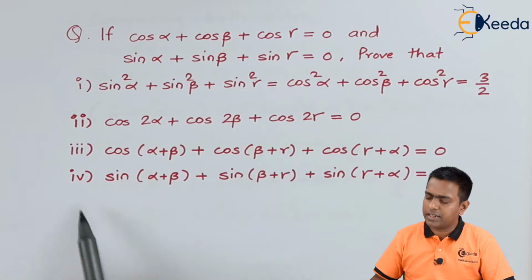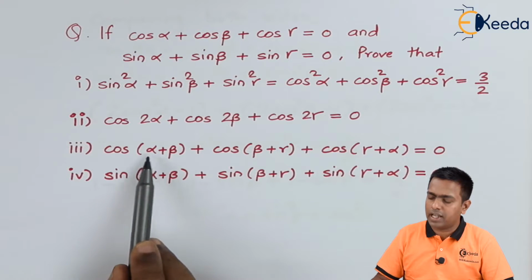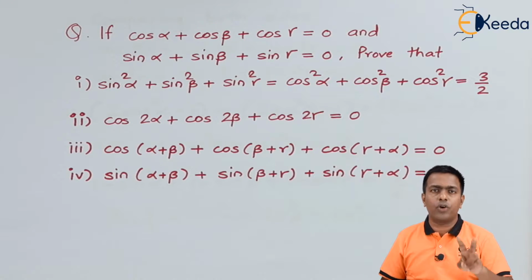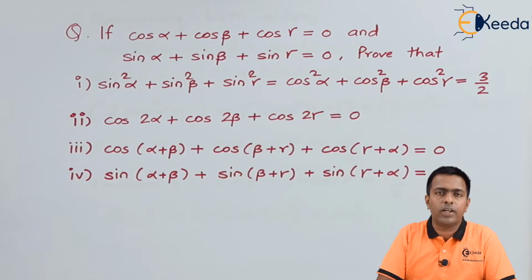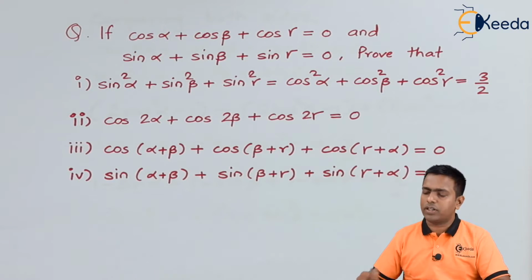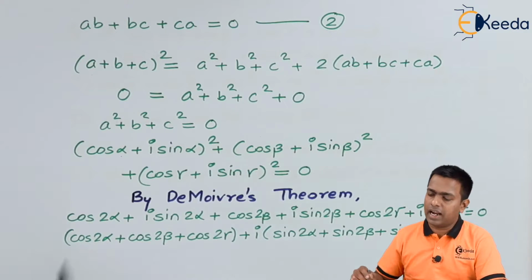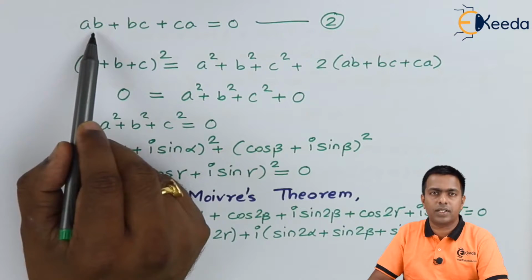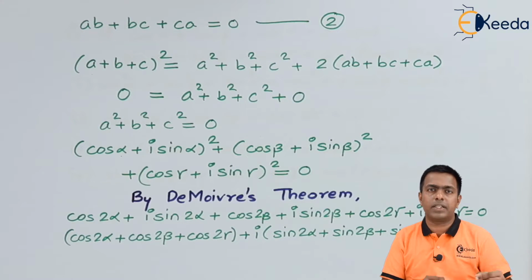Now guys, here you can see that in the third and fourth result, the angle is addition of 2 symbols, that is alpha and beta, where alpha and beta are also the angles in the question. So it means we want 2 angles which are adding each other, and that is possible if and only if we multiply 2 complex numbers in polar form. So guys, for this we have a result which is derived in equation number 2. So you can see here that AB plus BC plus CA equal to 0. It means I am multiplying 2 complex numbers. So we'll use this equation to derive the result number 3 and 4.